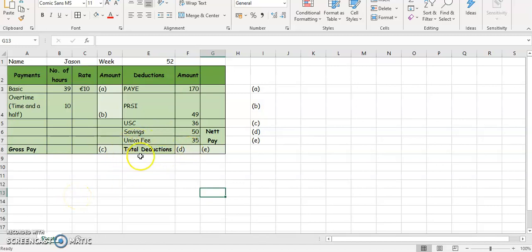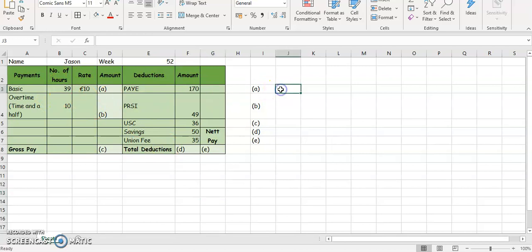D, then we have to calculate his total deductions. We have a list here of his deductions: PAYE, PRSI, USC, savings, union fees. We're going to add them all up together to get total deductions for D. And E, net pay is where you take your total deductions and take them away from gross pay. A couple of things from this then. PAYE, PRSI, USC are your statutory deductions. Savings and union fees are your voluntary deductions. So let's have a look at the first one.